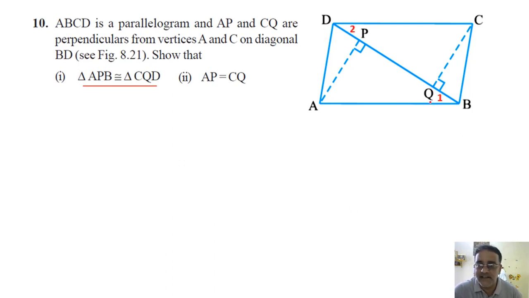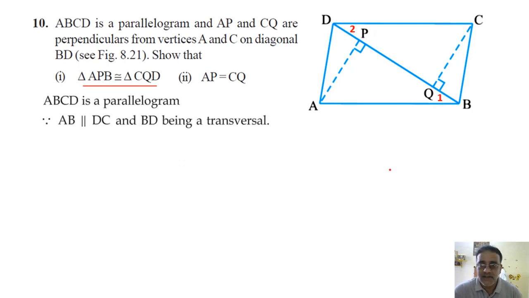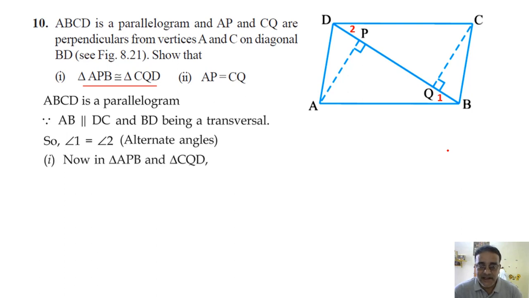Before that, we'll take this angle as 1 and this angle as 2. Now ABCD is a parallelogram, it is given. That means AB is parallel to DC and BD is a transversal. So we can write angle 1 is equal to angle 2. Why? Alternate interior angles. Now we are going to take these two triangles.